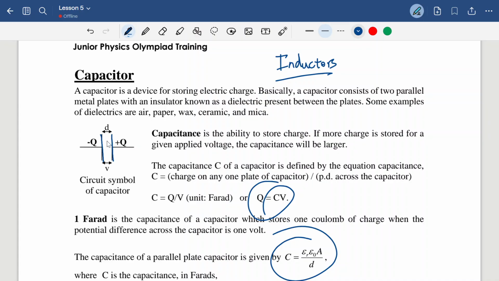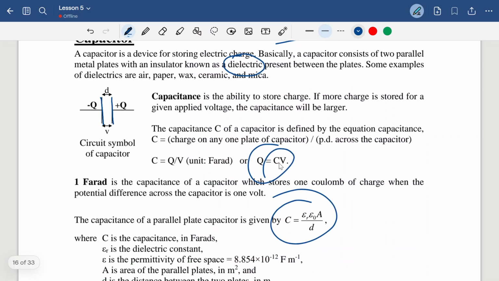So this insulator can be air, can be anything. We call it the dielectric. The name is here, dielectric. Okay. So capacitance is defined by this formula, C equals Q over V. Okay, the SI unit is the farad.